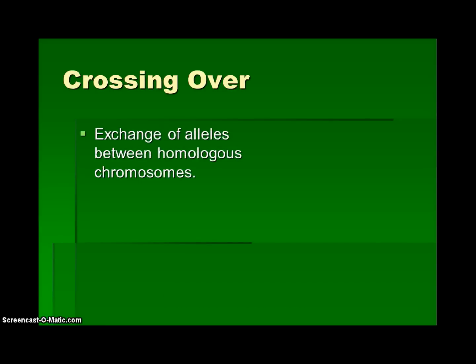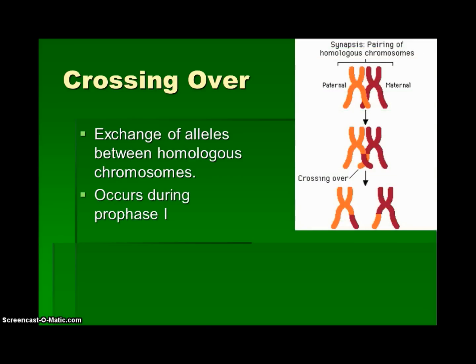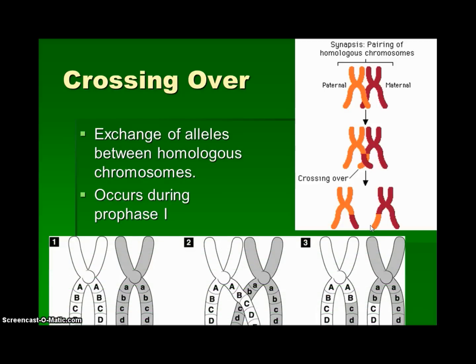Next part, we have the crossover, and that's the exchange of alleles between homologous chromosomes. This occurs in prophase 1. So here's an example. We have a paternal chromosome, which would be from your father, and a maternal chromosome, which would be from your mother, and they are going to cross over and exchange alleles. And there is another example.